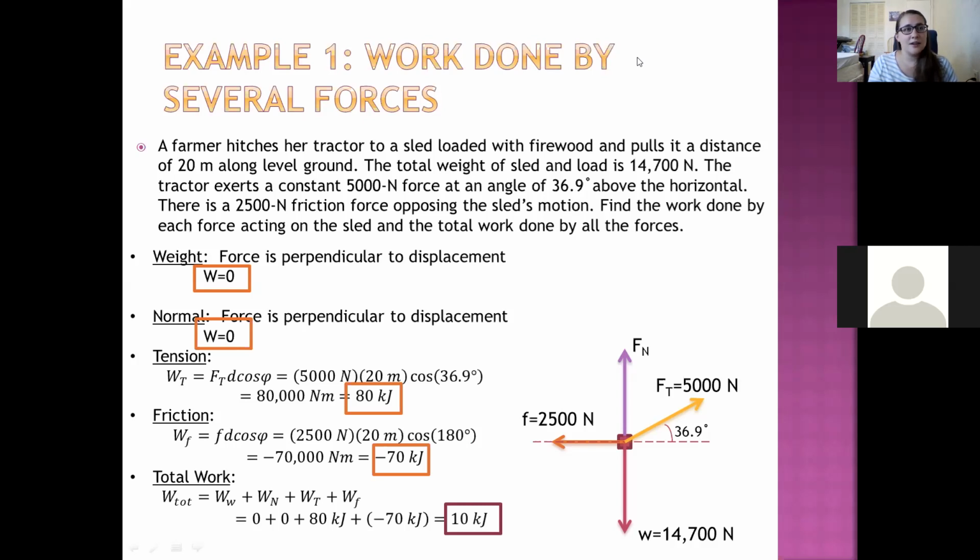Any questions about this? Can you sum all the forces and then get the work from that? Give it a try and see if that gives you the same answer. Wink, wink, nudge, nudge.